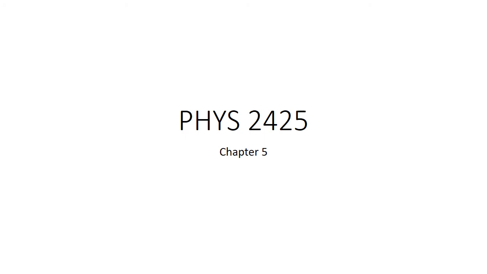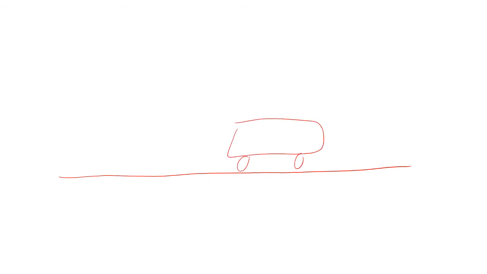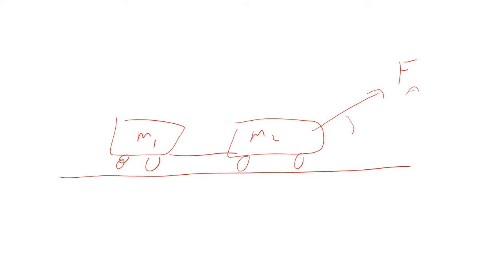Okay, we got one more example I wanted to do in chapter 5. We got a wagon. We'll call this M2 because it's going to be connected to another wagon here, M1. And I'm going to pull here with an applied force F, or F sub A for applied force, at an angle of 35 degrees.